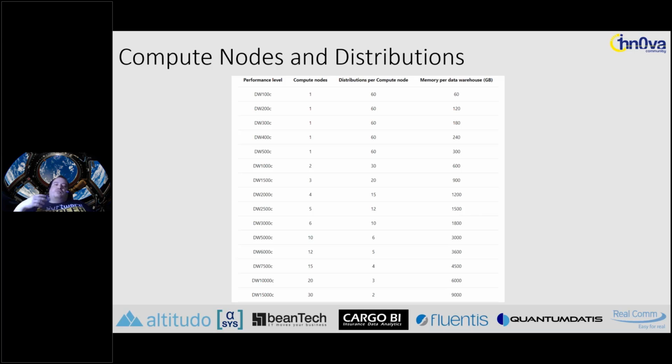But let me give you an idea. All the demonstrations that I will make today will be made on the DW2000 performance level, using four compute nodes and 1.2 terabytes of memory. And what's the price of this? It's $28 for each hour of execution. Of course, it increases a lot if you go to the 15,000 performance level. So it's a bit expensive. It's not something that you use for playing around. You have lower levels to play around. But for some activities, it will be worth it, for sure.